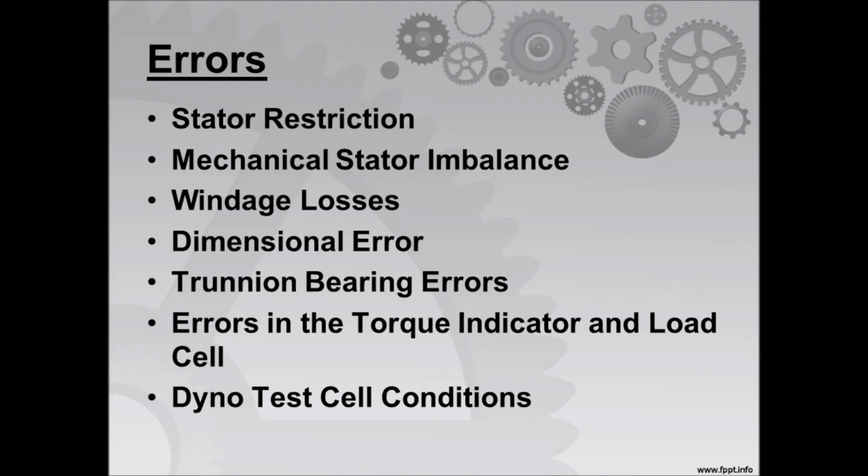Dimensional error is error which scales with the power output of the engine. For example, a 10 horsepower engine, when dynoed, might show a range of 9.9 to 10.1 horsepower, whereas a 1,000 horsepower engine might show a range of 950 to 1,050 horsepower. There can be errors with the construction and implementation of the torque indicator and load cell. The environmental conditions of the test cell will also greatly impact the performance of the engine being tested. These conditions need to be documented in order for the results to be meaningful.